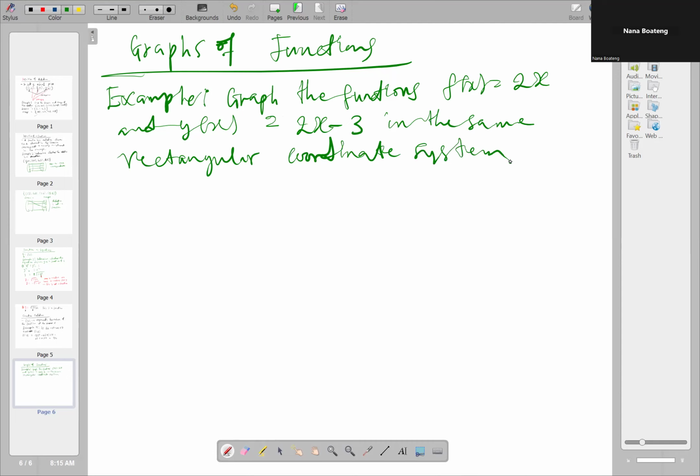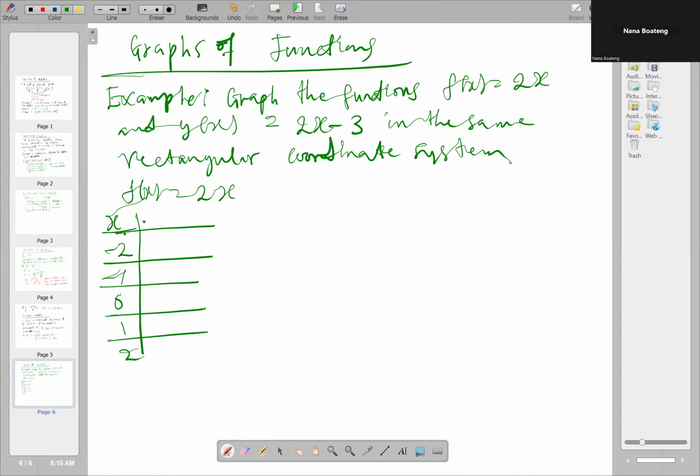All right. So to graph the first function, f of x is equal to 2x, we pick a set of x values and we find the corresponding y values. So x is negative 2, negative 1, 0, 1, and 2. For these x values, we find the corresponding y values, and y is equal to f of x.